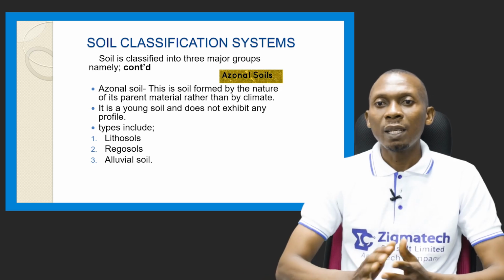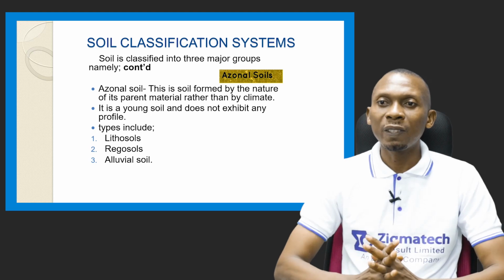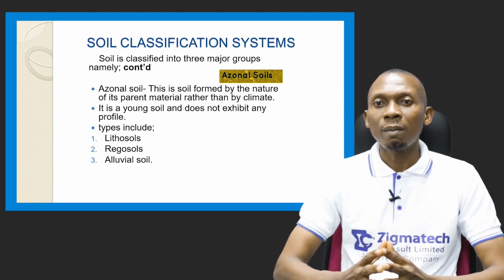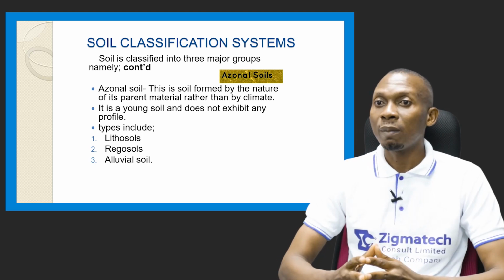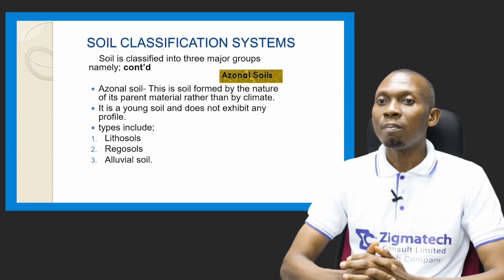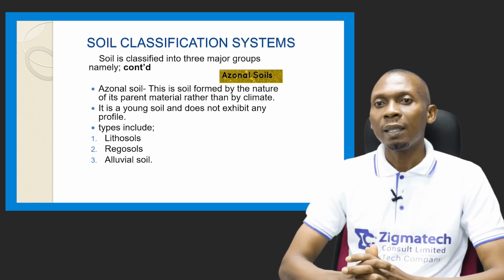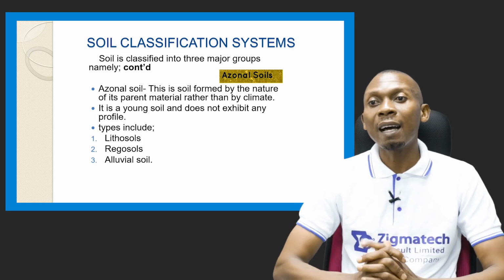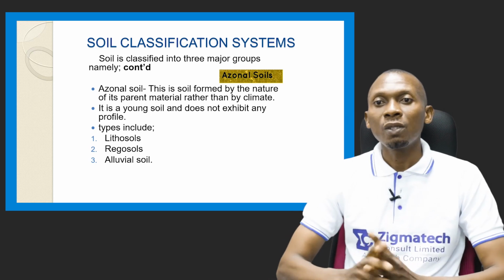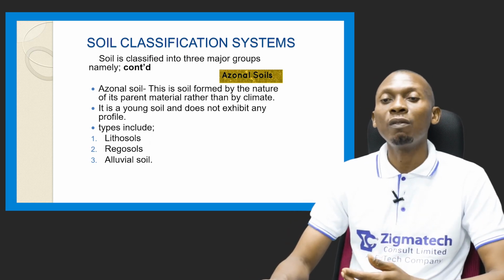The last is the azonal soil, and this soil is formed by the nature of its parent materials rather than by climate. Remember I talked about the zonal soil, which is formed by climate, but here, azonal soil is formed by parent material and not by climate. Now, it's a young soil and does not exhibit any profile. So the types here include the lithosols, the regosols, and alluvial soil.